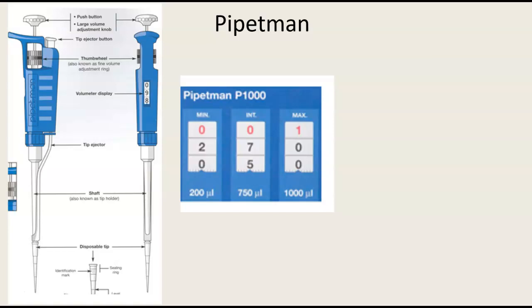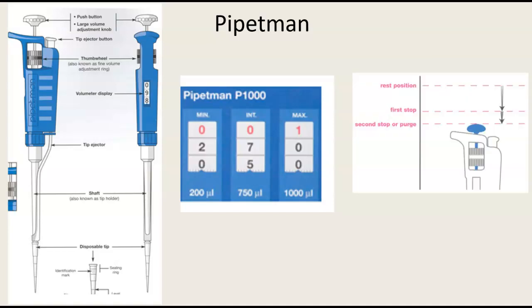So the 020 is read as 200 microliters. And then the 075 is 750 microliters. And the 100 is 1,000 microliters, or 1 milliliter. And so the red numbers are to the left of the decimal point if you think of these in terms of milliliters, and the black numbers are to the right of the decimal point if you think of this in terms of milliliters.